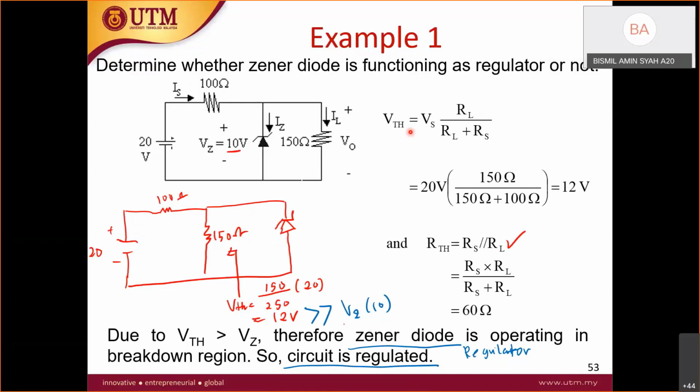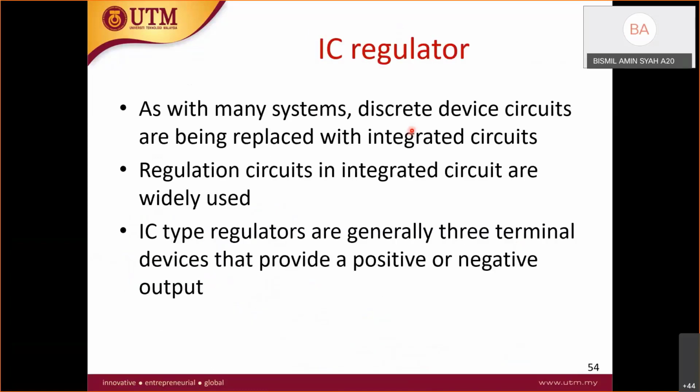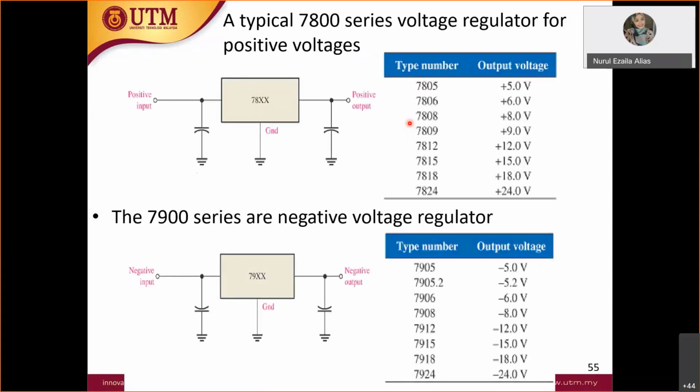Finally, the Zener diode is sometimes used as an IC regulator. It looks like an IC. Later I'll show you in the Multisim. We will do Multisim a little bit after this. This is some example of voltage regulator ICs. There are many types, and different types have different output voltages.